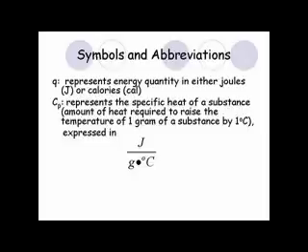C subscript P will represent the specific heat of a substance, and the specific heat of a substance is the amount of heat required to raise the temperature of 1 gram of a substance by 1 degree Celsius. The units for this are joules per gram times degree Celsius or calories per gram times degree Celsius.